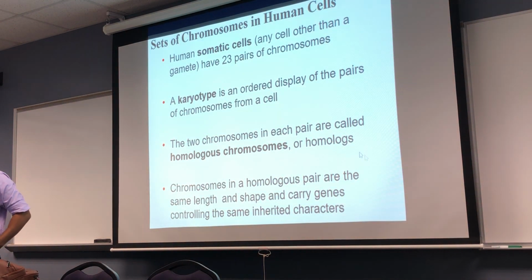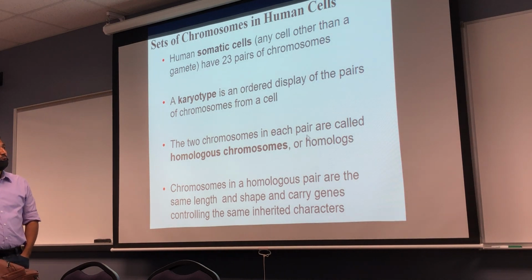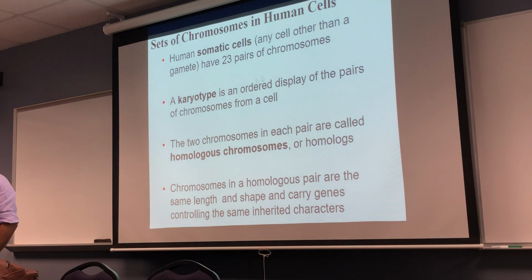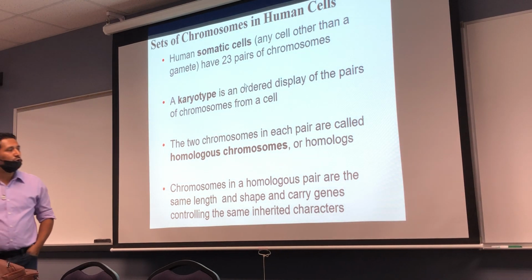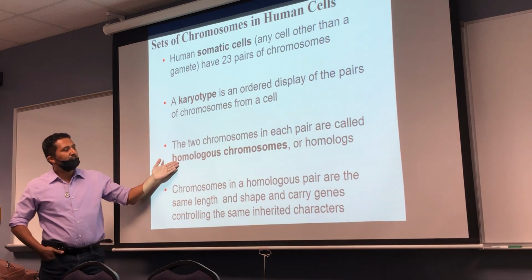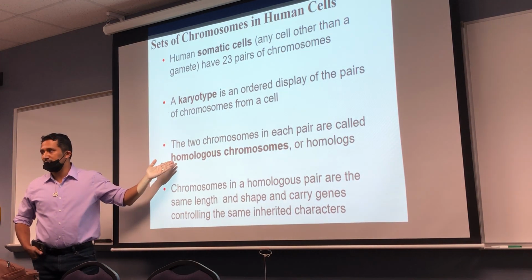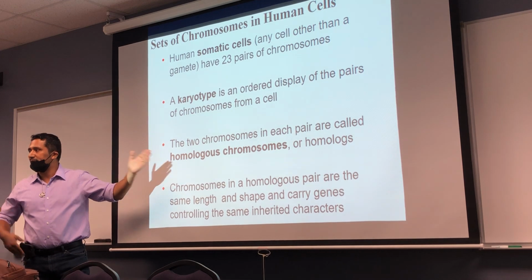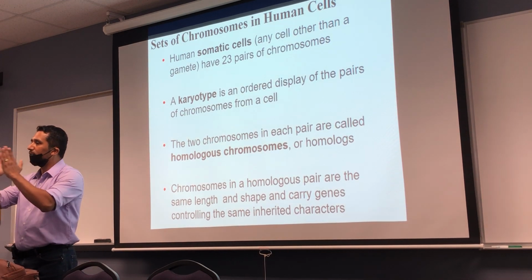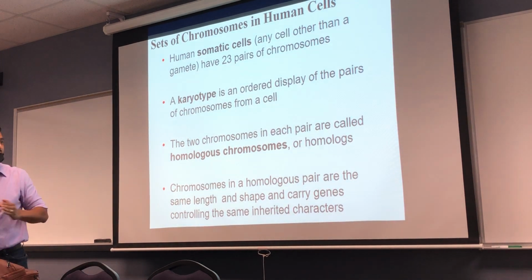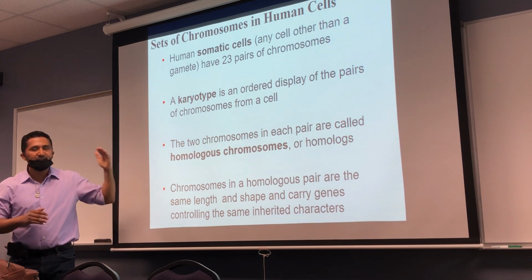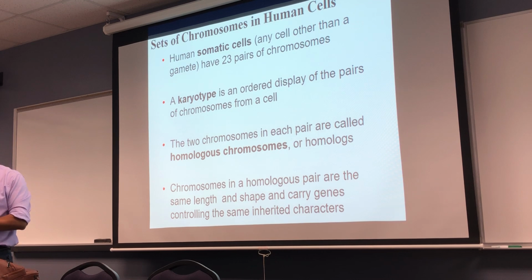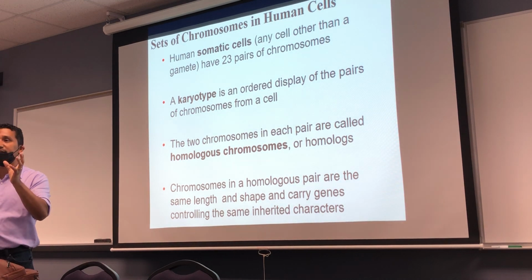And a karyotype is the ordered display of these pairs of chromosomes from a cell. I will show you a picture of this technique. The two chromosomes in each pair are called homologous chromosomes. Basically one is from the dad, one is from the mom. Homologous basically means that they are the same. They are the same size, the same length, the same shape, and they carry the same genes, the same alleles. There will be some variation in there.